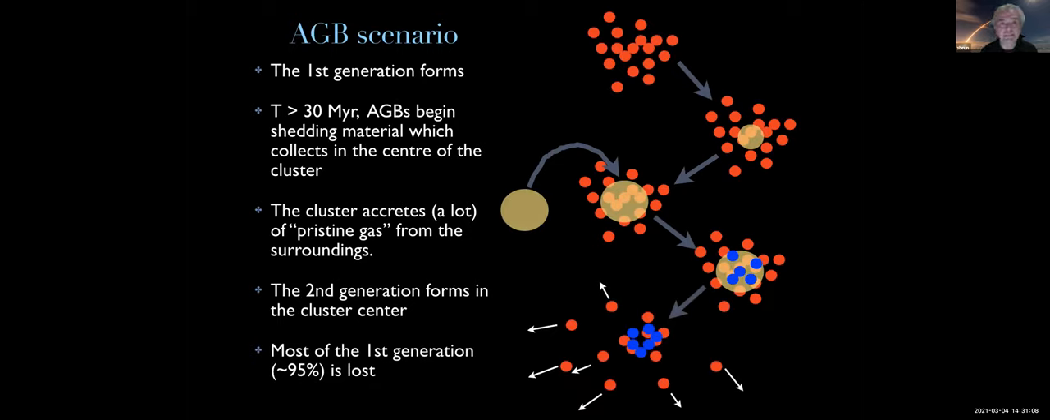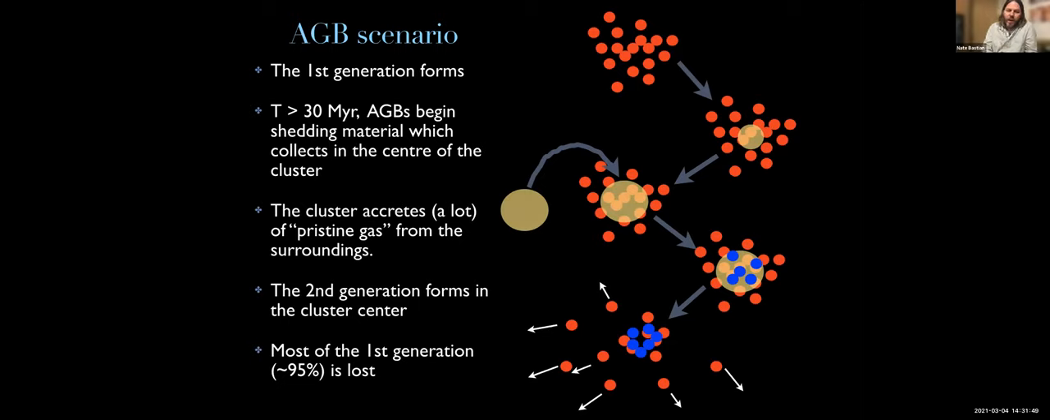Thanks. Yeah, it's an excellent question. What's been proposed is that if the second generation is formed more centrally concentrated, then the first generation, the more extended population, will be more affected by tides. That's the simple answer, but in reality, that doesn't work. The reason is that the clusters where you need to remove all these stars are the highest mass clusters, and the highest mass clusters should actually lose the smallest fractions of their stars. It's harder to remove a star from a high mass cluster than it is from a low mass cluster.